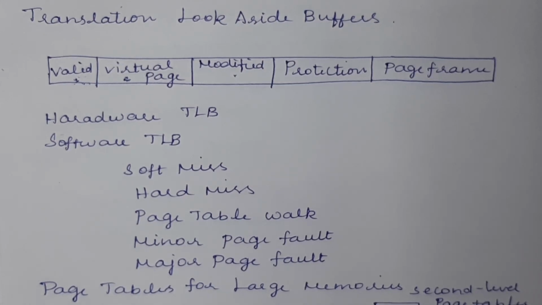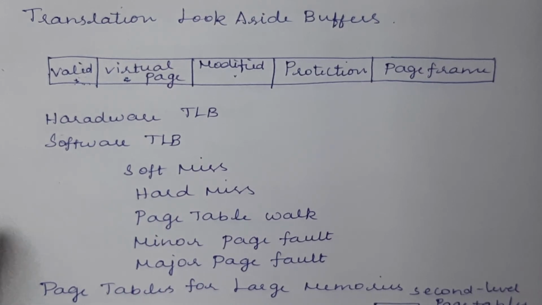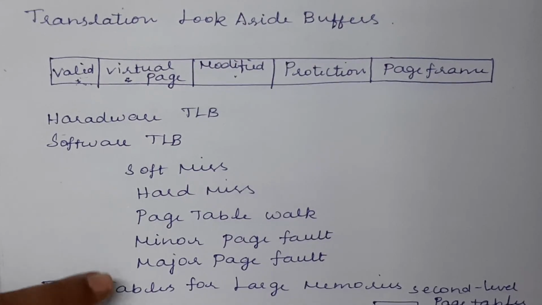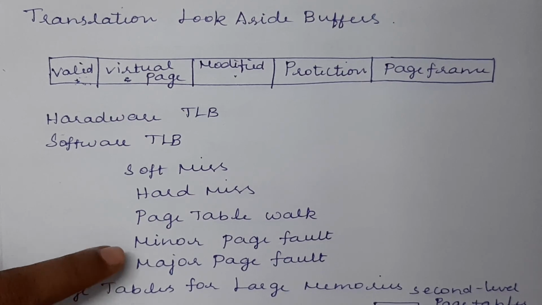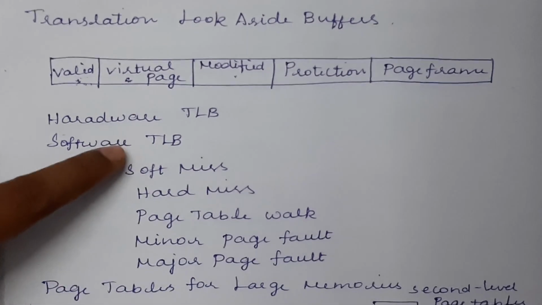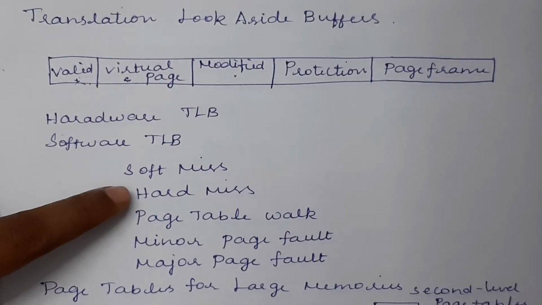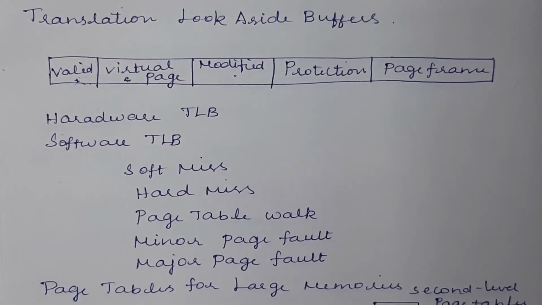In addition to all these things, we are calling it a miss, but in some textbooks it is mentioned as page fault itself. So there is a minor page fault and another one is major page fault. A minor page fault is a soft miss and a major page fault is a hard miss. A minor page fault means the corresponding page is in main memory but is not in the TLB. If the corresponding page is not in main memory itself, that is a major page fault.